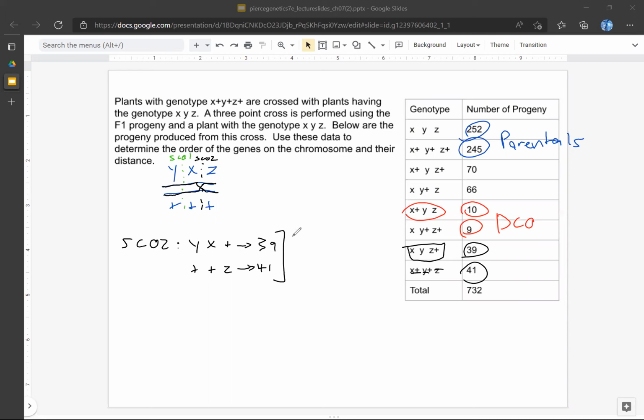And we remember 39 plus 41 plus what? Oops, plus what? Exactly. I'm glad you didn't forget. I'm proud of you. All divided by the total, which is 732. And let's bring up the math really fast. That is going to be equal to 0.135.